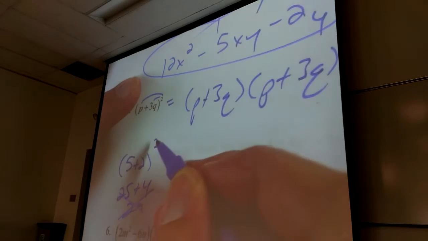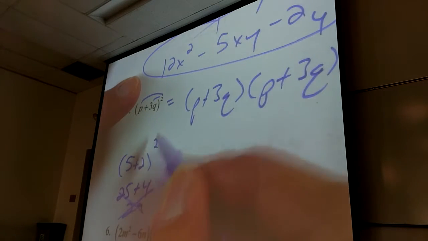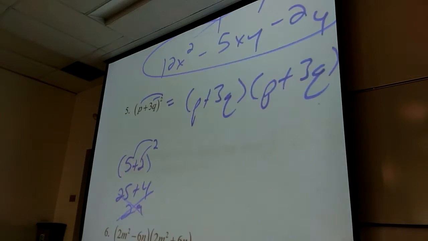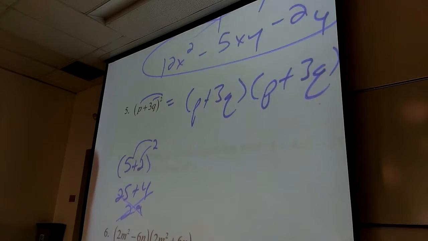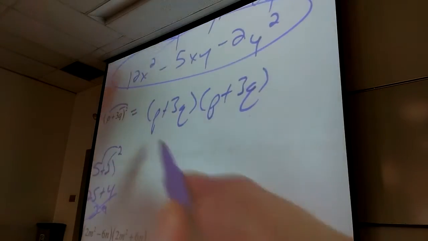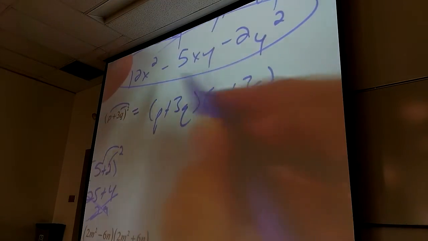So squares cannot play nice with addition. They don't distribute across addition because they're not based on addition. I know I've said that many times, but it's normally the 10th or 12th time I say it that it sinks in to some people's heads. Okay. Now this one, I just do like normal.